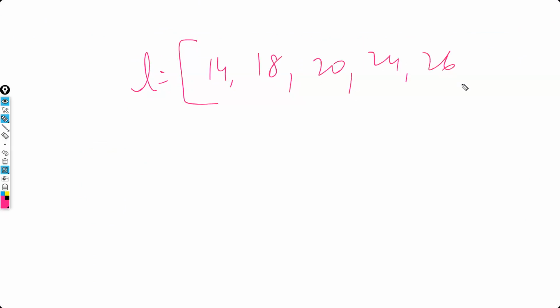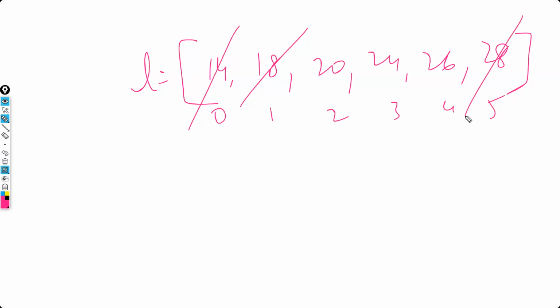Now the point is, everyone will get a doubt here. Only one confusion. What is that point? L is equal to, this is a list, a normal list: 14, 18, 20, 24, 26, 28. This is a normal, general list. It is not an array, not a 1D array or 2D array. Here I want the index numbers 0, 1, 2, 3, 4, 5. I want index number 0, index number 1 and this one. Only these three values I want.